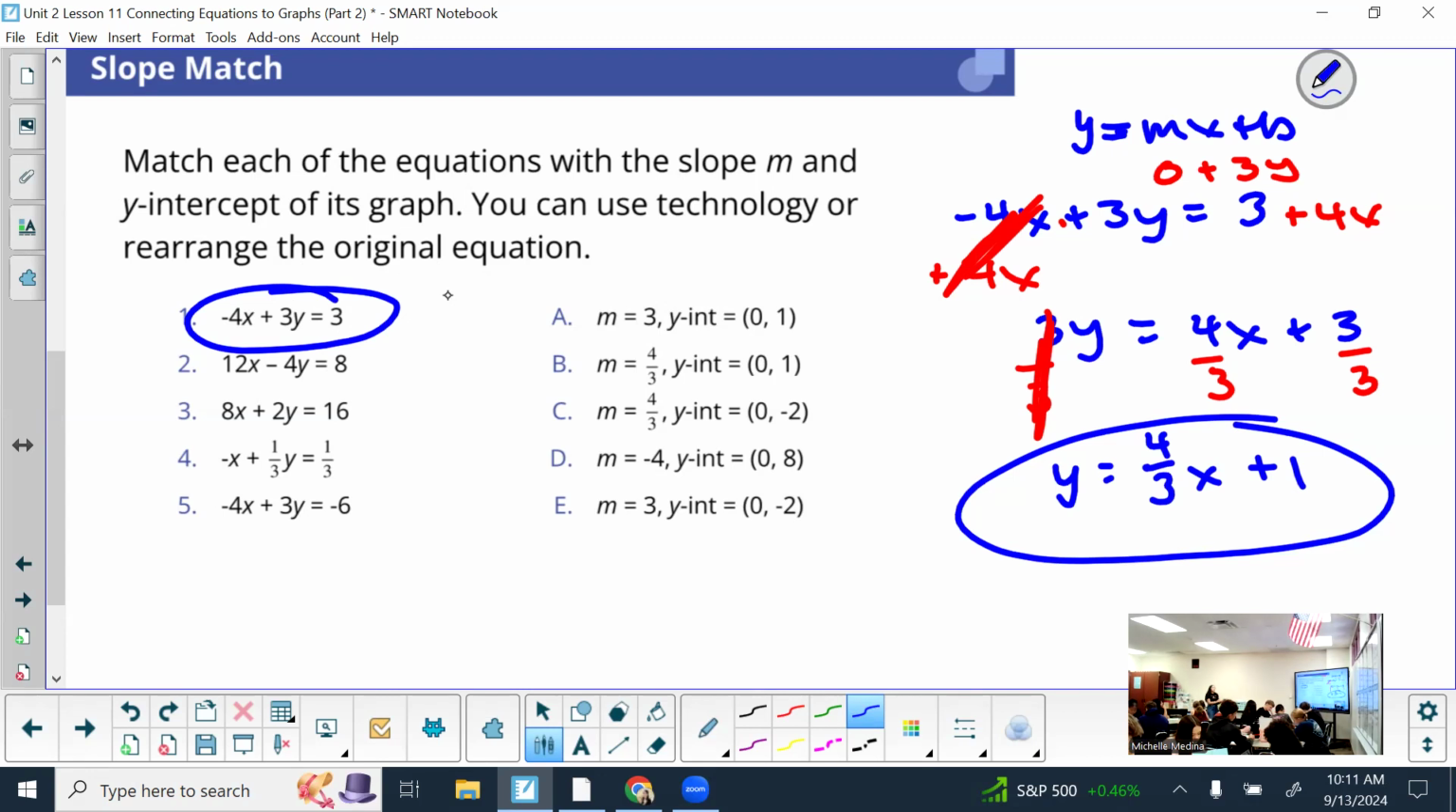We could do that for each one, or, spoiler alert, I don't like showing you this because then you don't do this ever, and then you forget how to do it. You could just type this into Desmos and look from the graph yourself. So look at the y-intercept, you could count the slope. Okay. So I encourage you, if you finish early, maybe try matching the rest, the answers are in the notes posted in Schoology.